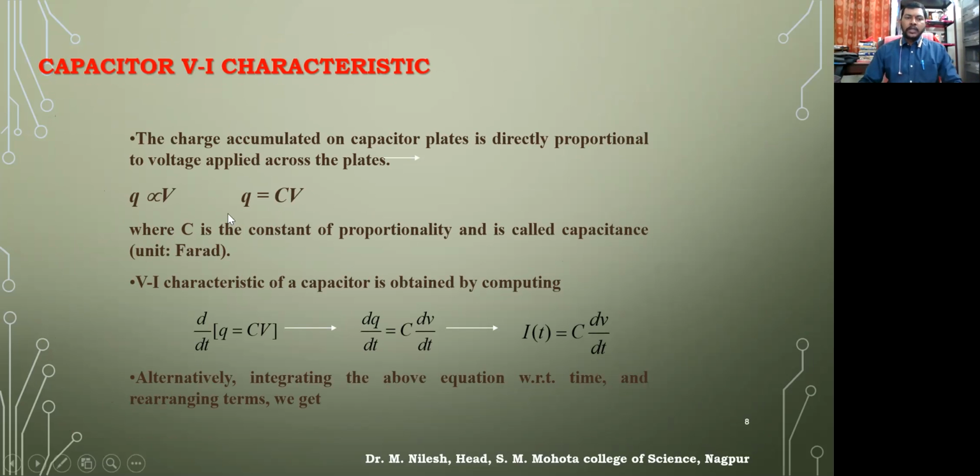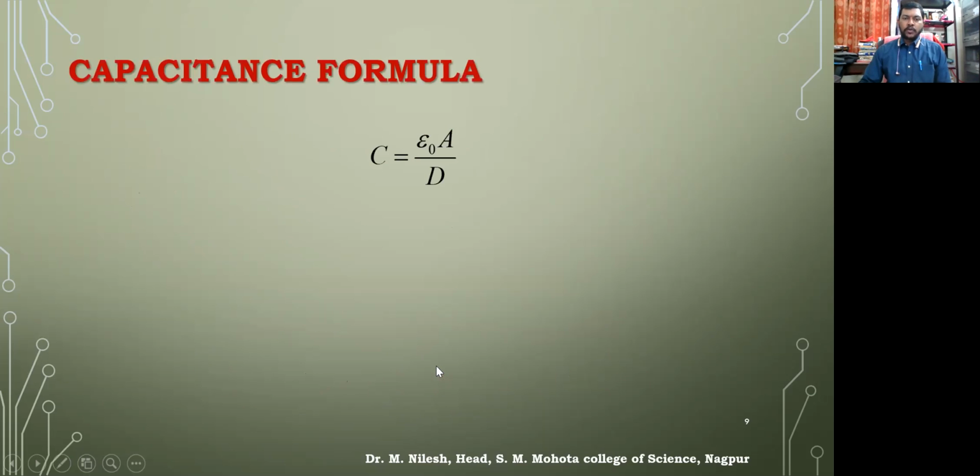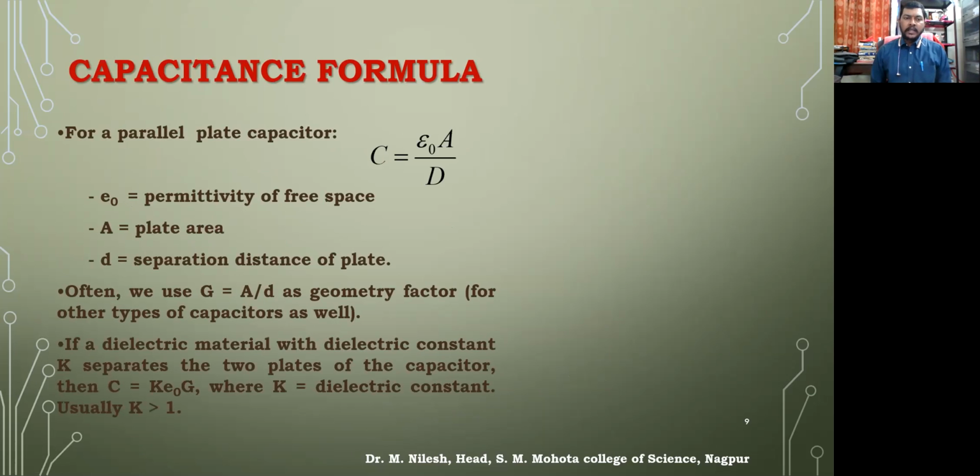Q is directly proportional to V, and Q equal to C into V. Then we have in the form of current, i(t) equal to C dV by dt, and the voltage with respect to time can be written as 1 by C integration from 0 to T of i into dt, where T is the time. With respect to time, the current is going to vary. Then we have the capacitance formula, that is C equal to epsilon A by d. This is for a parallel plate capacitor where epsilon 0 is the permittivity of free space, A is the plate area, and d is the distance between two plates, right?